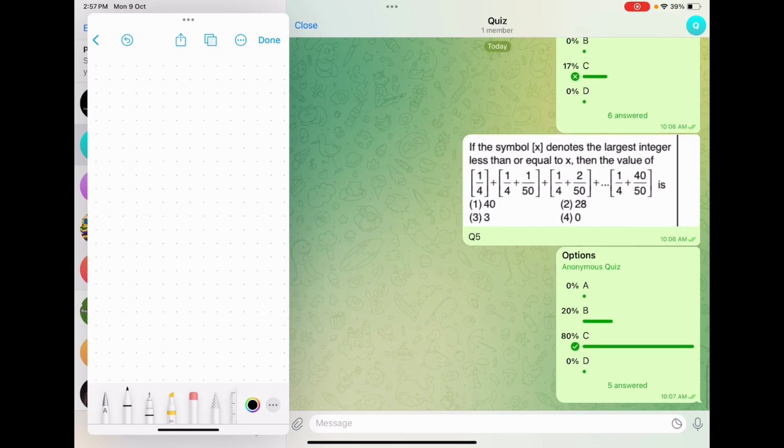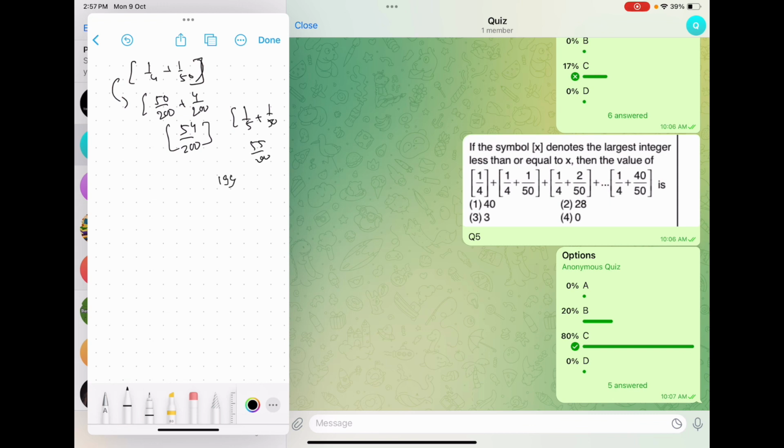Now if this symbol represents the greatest integer, or again it is the greatest integer function, first of all let us check the value of these terms. So this 1 by 4 plus 1 by 50 is basically how much? Let's convert to 200. Multiplying with 50 by 200, and this is 4 by 200, so this is 54 by 200. Next is 1 by 5 plus 1 by 50, so this will be 55 by 200.